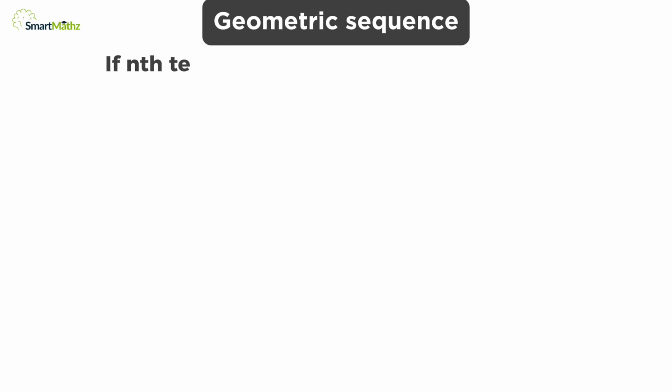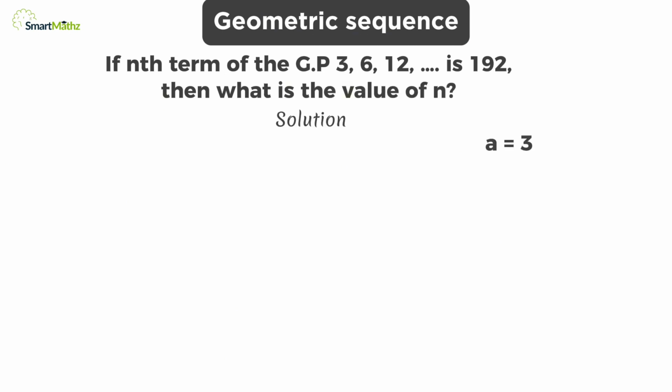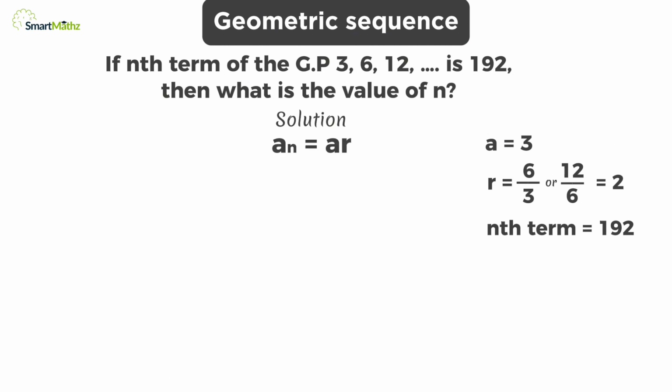If the nth term of the GP 3, 6, 12 is 192, then what is the value of n? A, the first term, is 3. R, the common ratio, can be 6 divided by 3, 12 divided by 6, and so on. The common ratio is 2. 192 is the nth term. An equals a times r raised to power n minus 1.